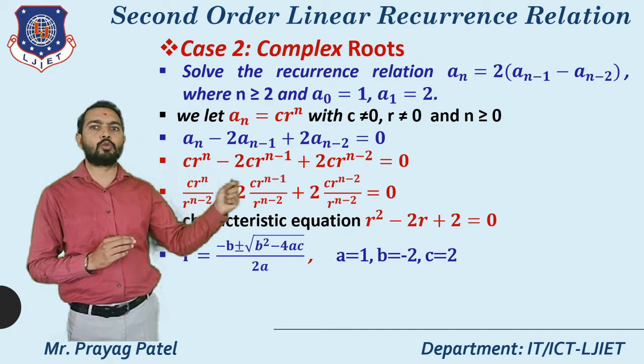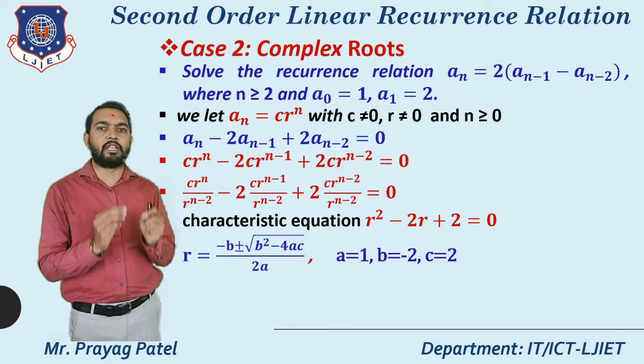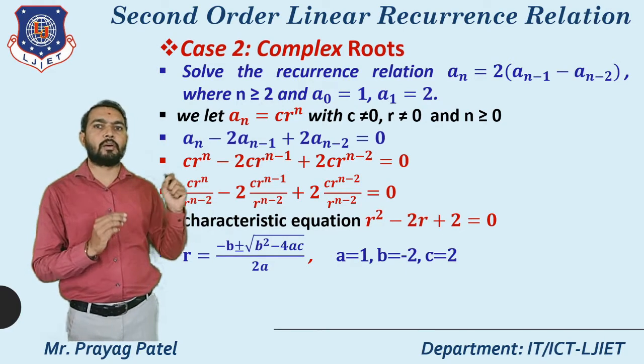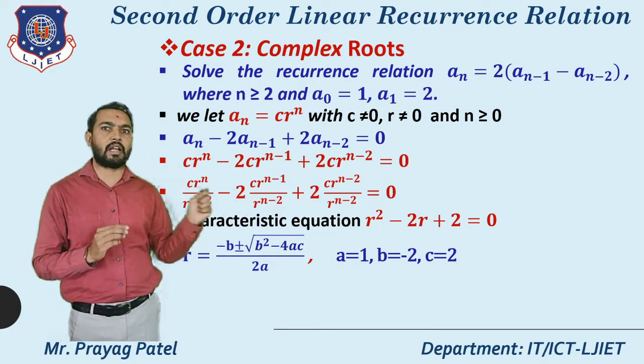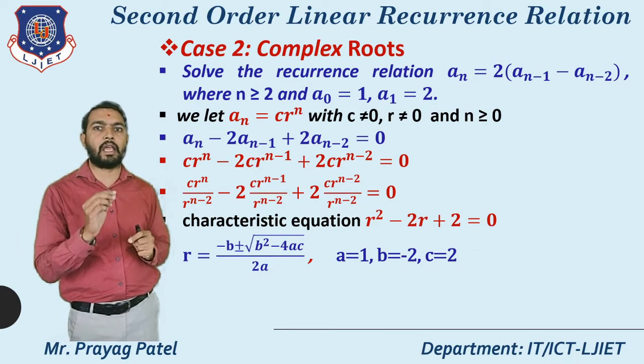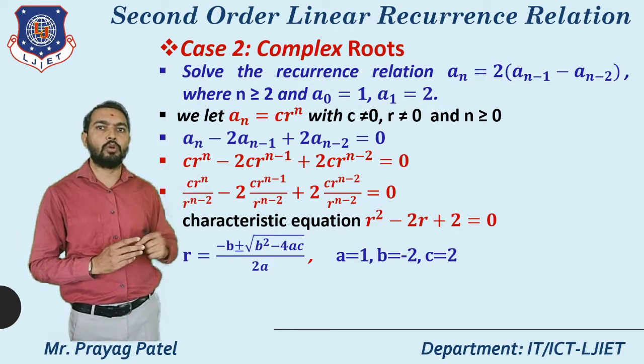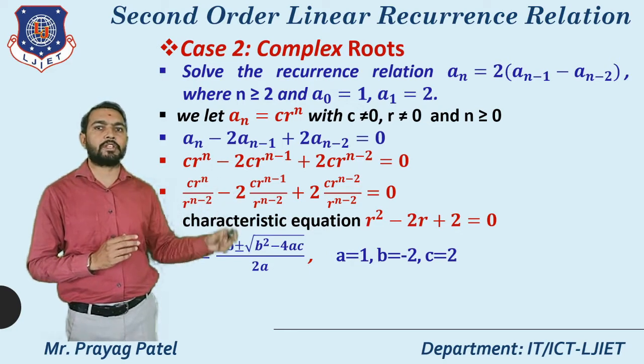So r raised to 2 is multiplied with a, r is multiplied with b, and the constant term is considered as c. So here in the equation, r square means a equal to 1, minus 2r means b equal to minus 2, and the constant term is plus 2, that means c equal to 2.